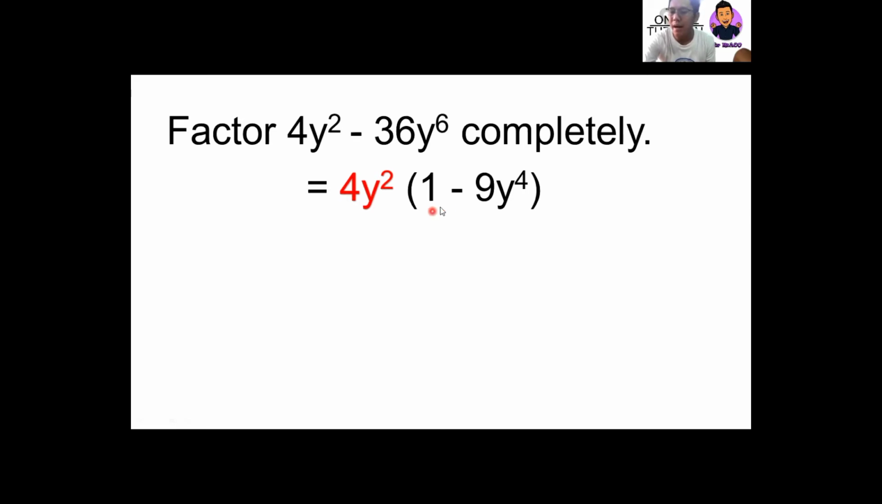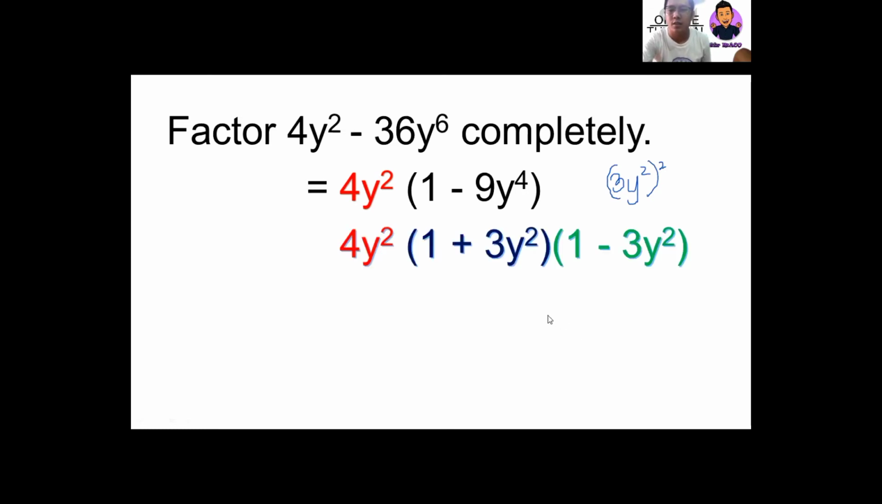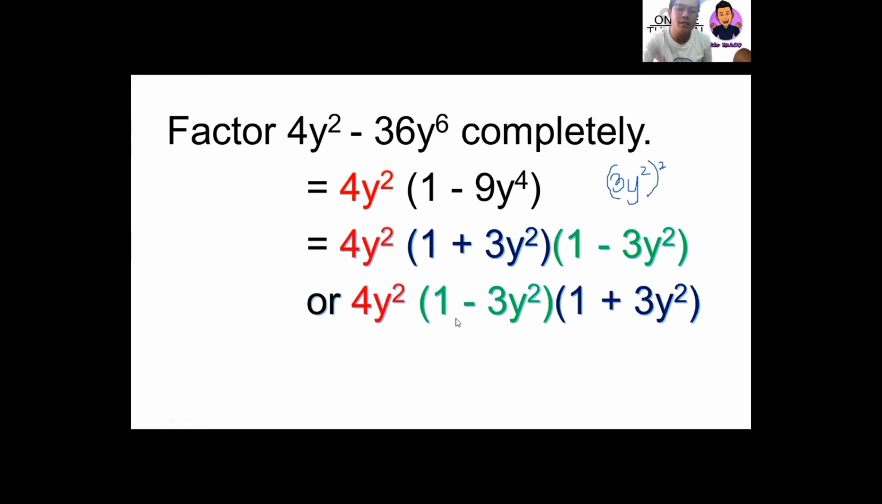And then 1 minus 9y raised to 4 is a difference of two squares. So this is 1 squared, and this is 3y squared. The 9y raised to 4 is the square of 3y squared, right? Okay. So therefore, the answer is 4y squared times the quantity 1 plus 3y squared times the quantity 1 minus 3y squared. Or 4y squared times 1 minus 3y squared times 1 plus 3y squared. It can be interchanged.